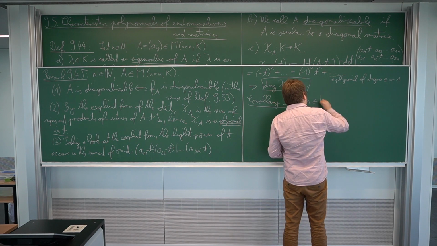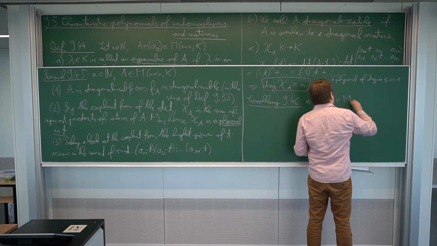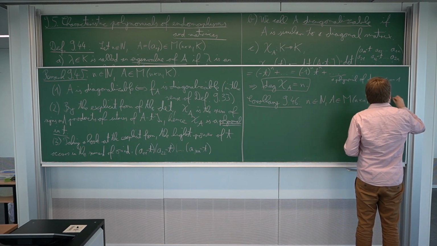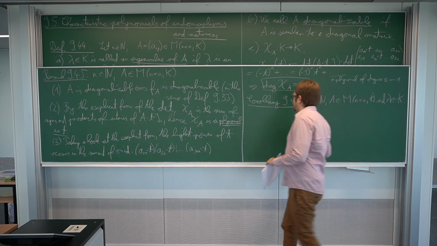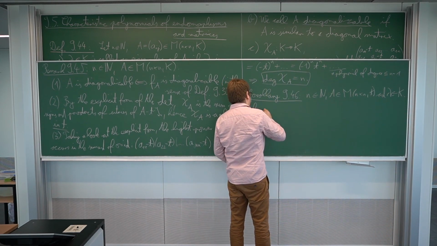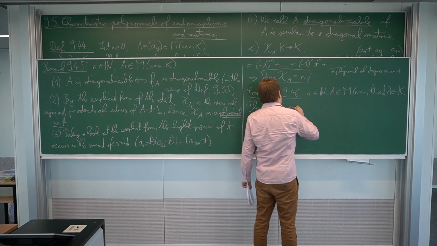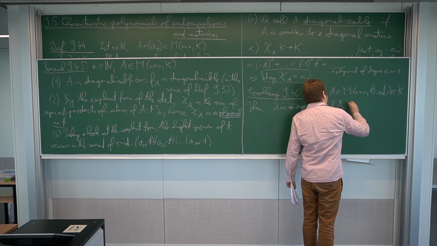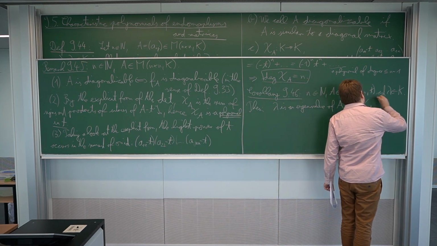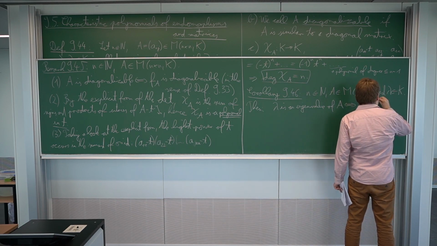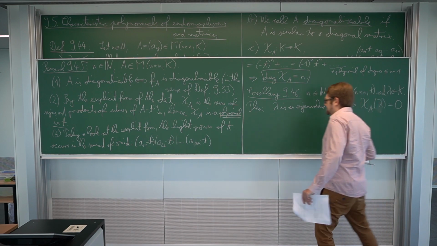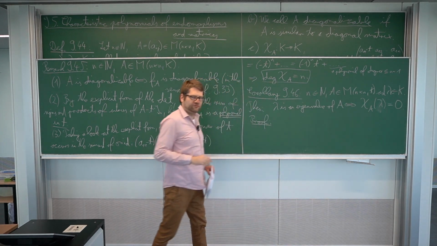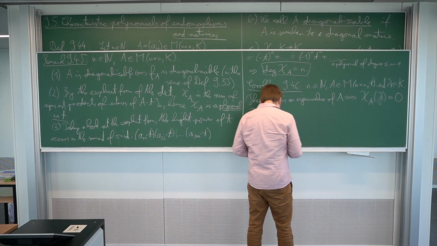So for n in N, A in the n by n matrices over K, and lambda a number in K, lambda is an eigenvalue of A if and only if the characteristic polynomial chi A of lambda is 0. This is simply taking the determinant result from the previous section for endomorphisms and applying it to the endomorphisms induced by matrices.